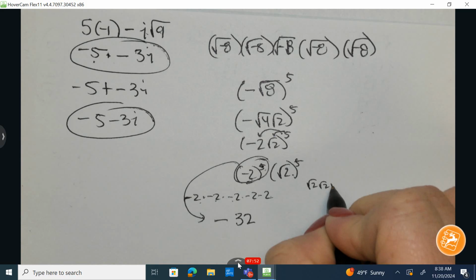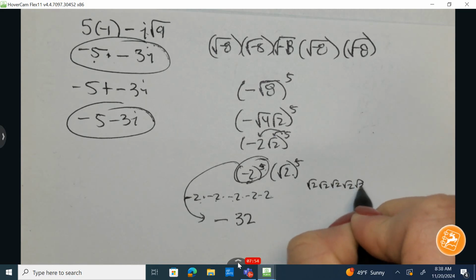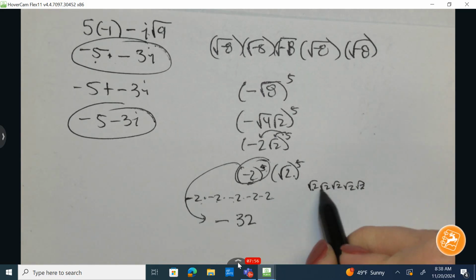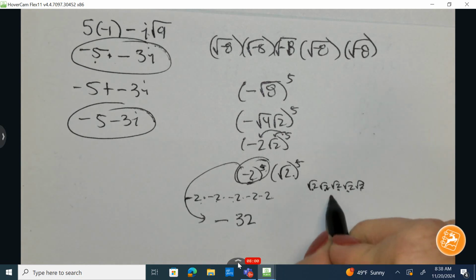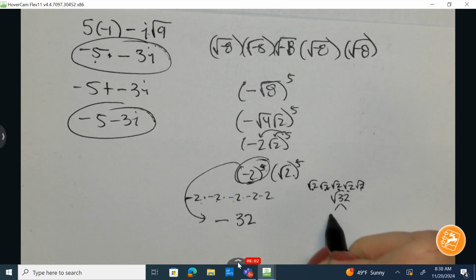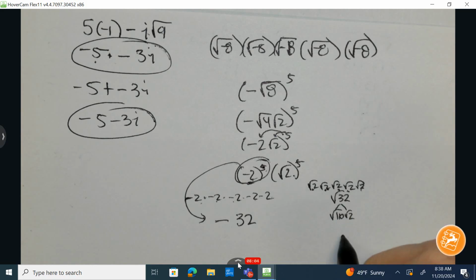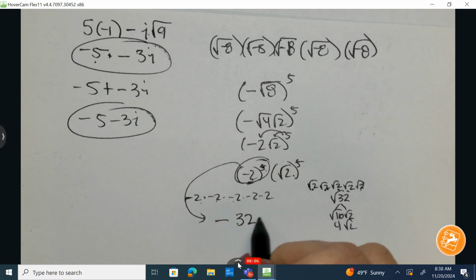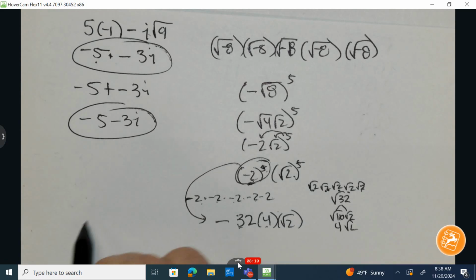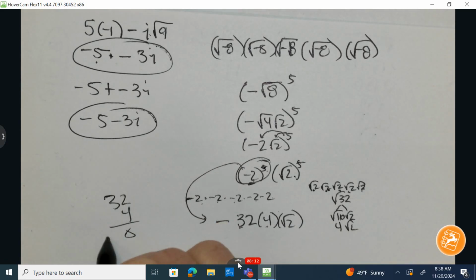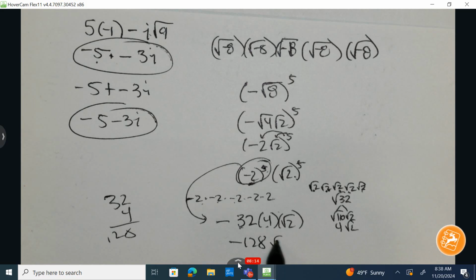I'll do the same thing here. Square root of 2, square root of 2, square root of 2. 2 times 2 is 4, times 2 is 8, times 2 is 16, times 2 is 32. And the square root of 32 can be broken down to the square root of 16 times the square root of 2, which is 4 square root of 2. So this is times 4 square root of 2. 4 times 32, I gotta come off to the side and do the math. Negative 128 square root of 2.